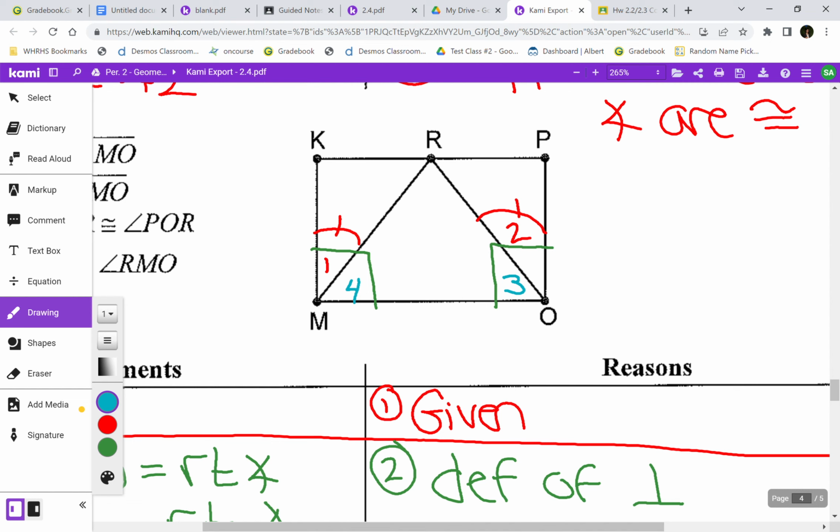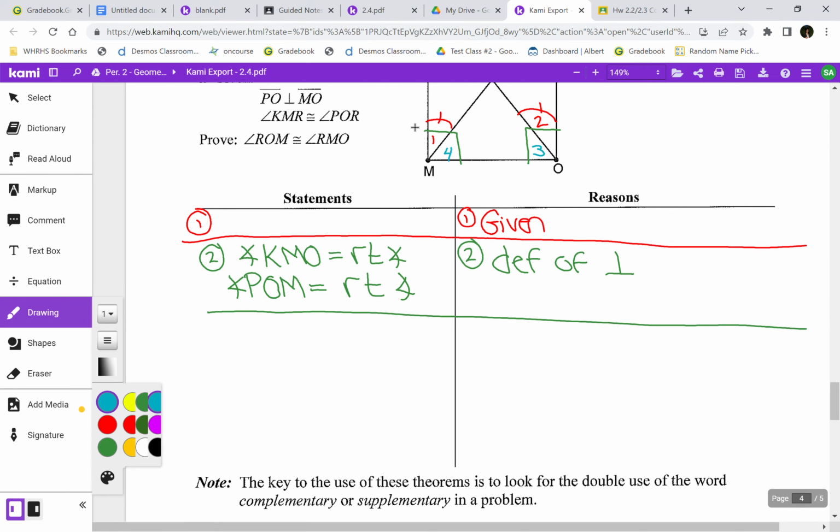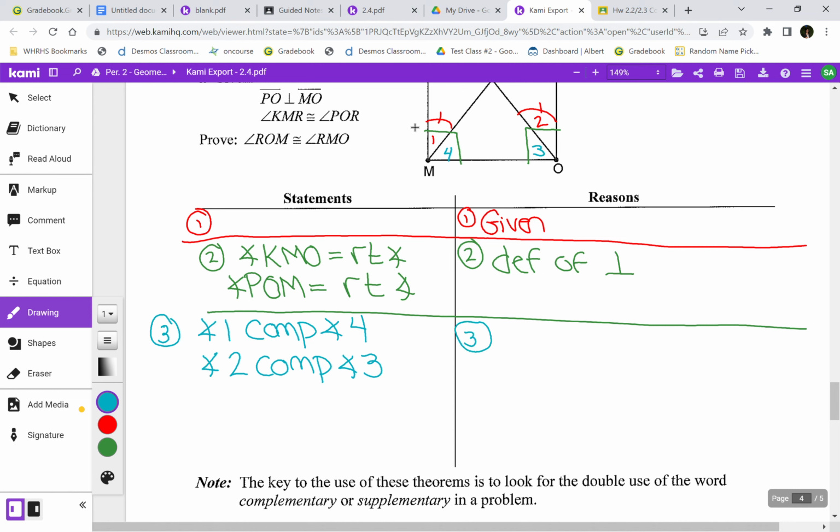Angle 1 complements angle 4. Excellent. Don't these 2 make a right angle? So aren't they complements to each other? And then these 2 make a right angle, so aren't they complements to each other? So let's write that out in our proof. I'm going to write angle 1 comp angle 4, and in the same step, angle 2 comp angle 3. And our reason is just the definition of comp, def of comp.